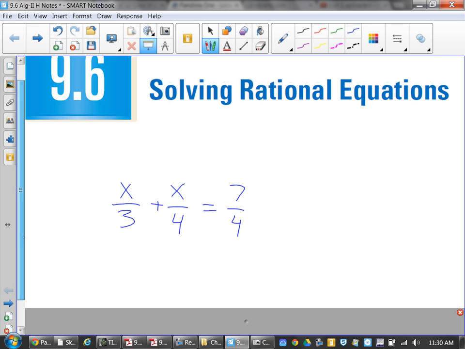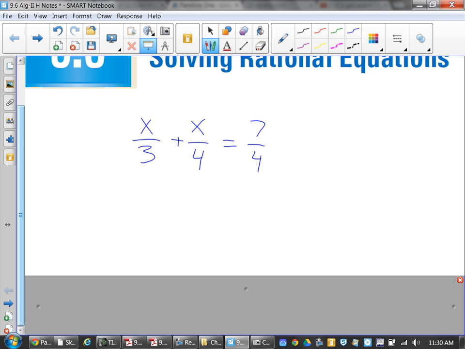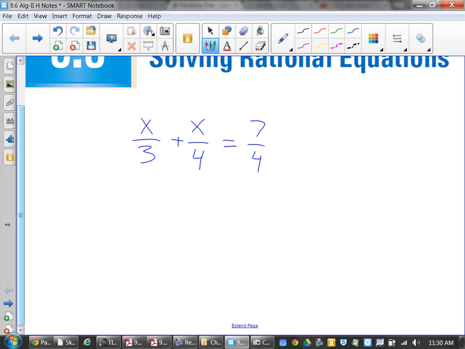So if I look at something to start out like this, x over 3 plus x over 4, and I want it to equal 7/4. And I need to solve for x. Well, what I want to do here is figure out what is going to be my common denominator between a 3, 4, and a 4. 12. Are we okay with that? Yeah. So by using a common denominator, I multiply both sides of the equation by 12.